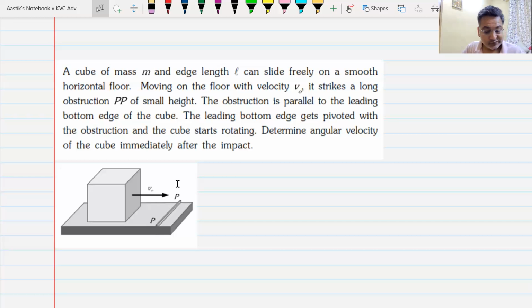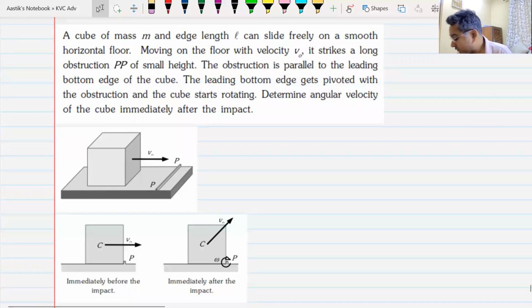Now as a hint, let me show you these two diagrams. This is just before the impact. It comes. And just after the impact, it will start to rotate about this point. Yes or no? Yes, it will start to rotate. Do we understand this? Yes, sir. So what you have to apply?